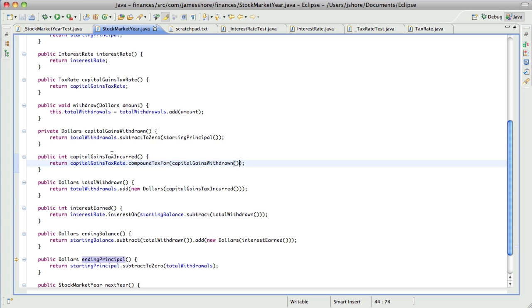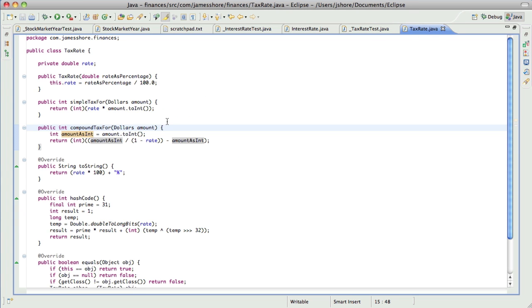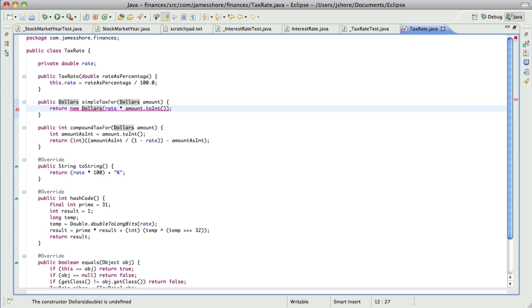Now what we need to do is have these guys return dollars. Which is going to break all kinds of stuff. Now I could have a constructor on dollars that took a double, but I don't want to do that just yet.